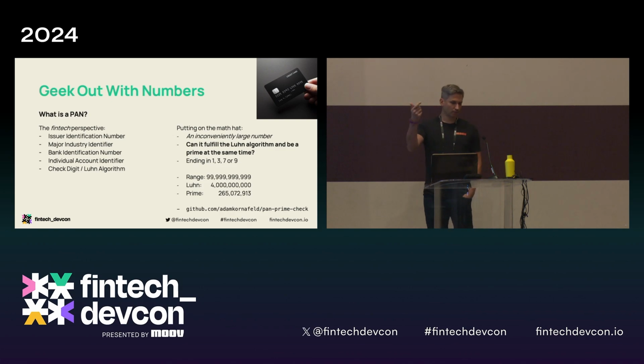And I mentioned to you that this is actually just the number that's printed on your payment cards, be it debit or credit cards or even prepaid cards. And so, we are all at a fintech conference, so if we put on our fintech perspective, then when we look at a card number like that, what we would see is things like issuer identification number, major industry identifier, bank identification number, individual account identifier, as well as check digits and the Luhn algorithm.